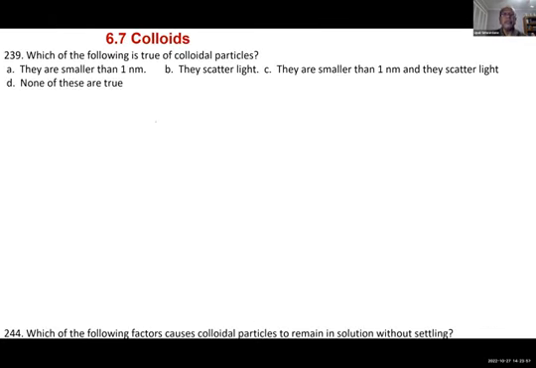Which of the following is true of colloidal particles? Colloids are mixtures with solute particle size greater than 1 nanometer, and they also scatter light. The solutions are like homogeneous milk, whitish. The light doesn't pass through. Therefore, particles that scatter light are the correct answer.